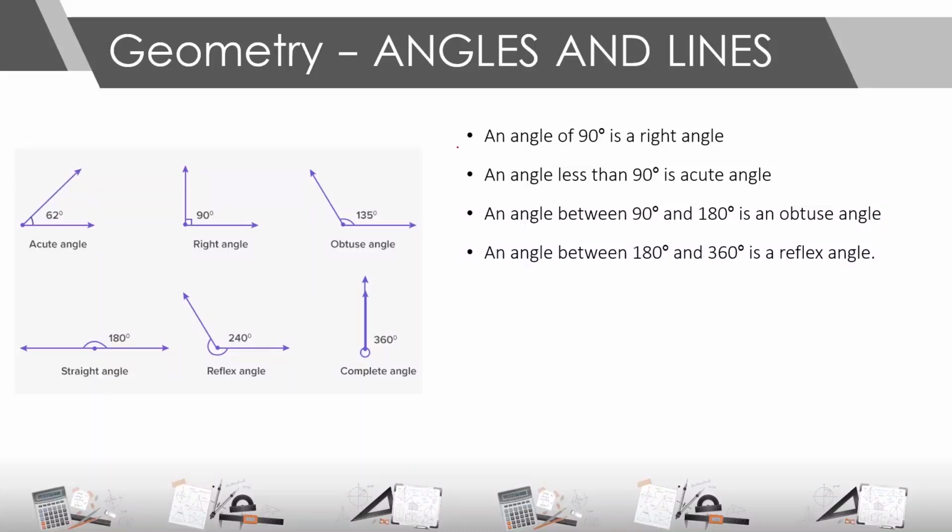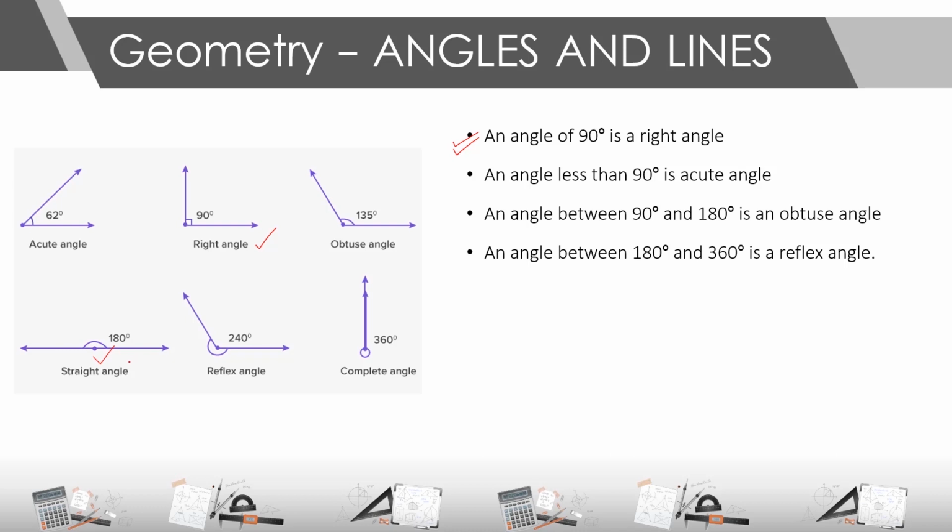Now let us start with the first subtopic of geometry, that is angles and lines. Whenever two lines intersect, there is some angle between those two lines, and depending on the value of that angle, we have names for those angles. For example, if the two lines are intersecting at an angle of 90 degrees, it is called a right angle. You can see in the second figure, if the angle is 90 degrees, we call that angle a right angle.